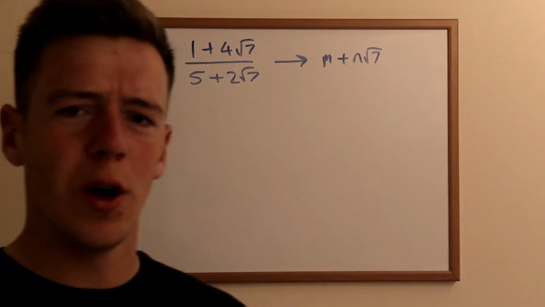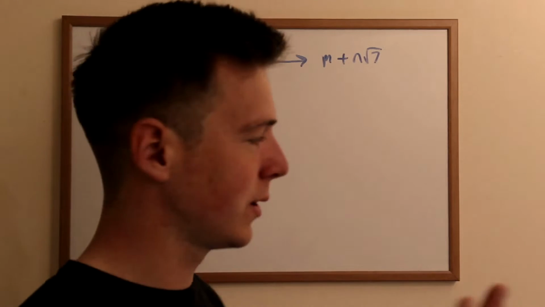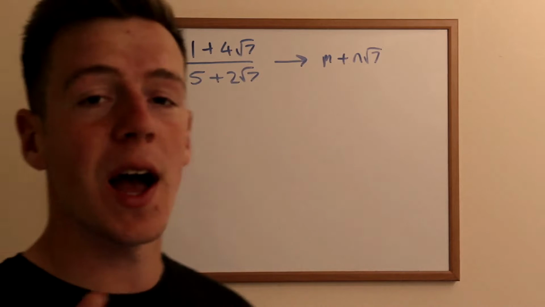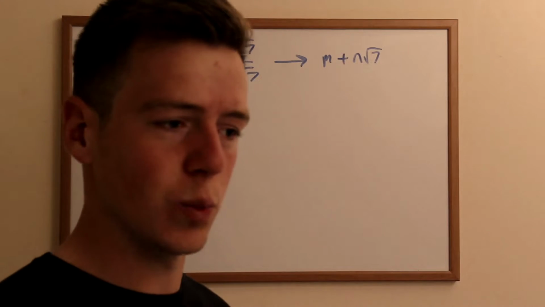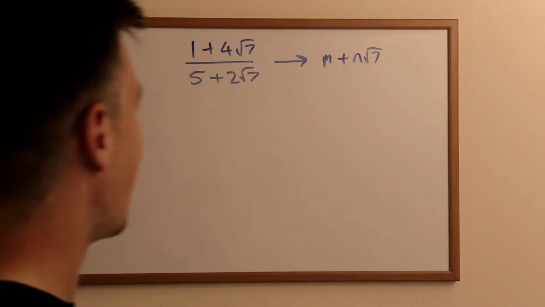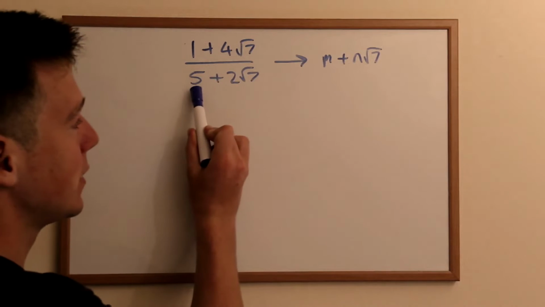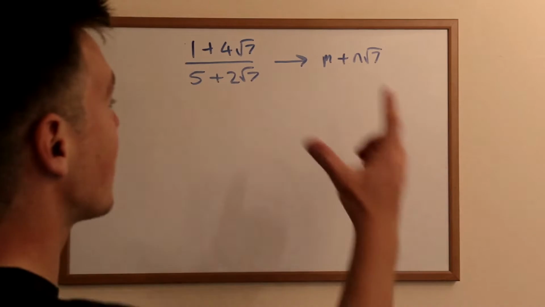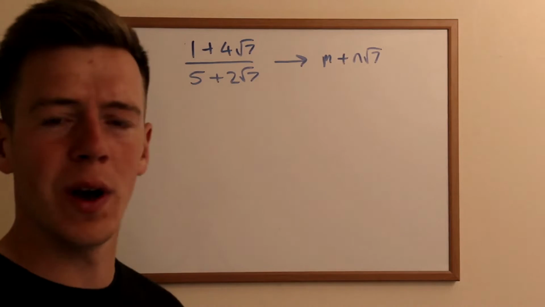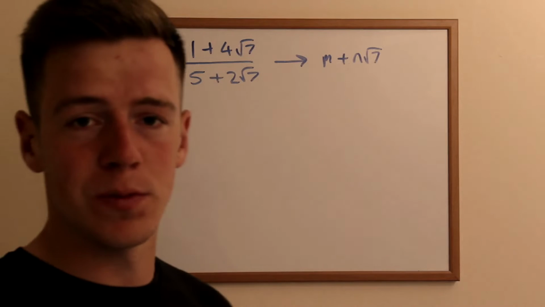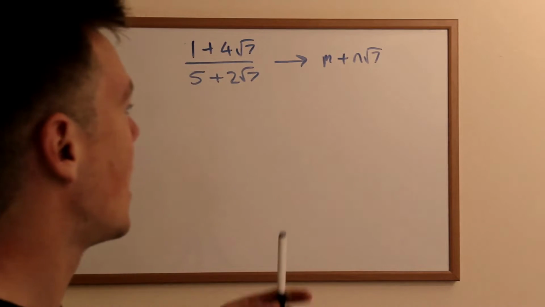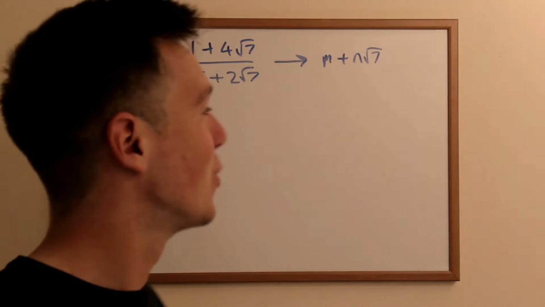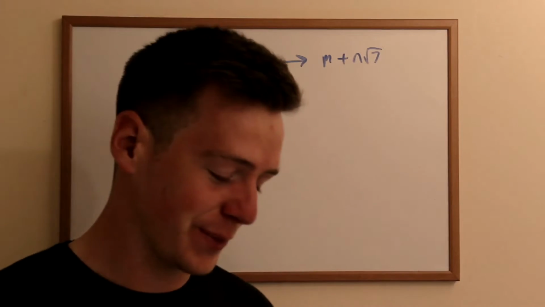So what does all of this mean? Well, we have the number 1 and we add it to 4 lots of root 7, which is some irrational decimal number, and then we divide it by 5, add 2 lots of root 7. And we need to have our answer in a format where the letter m just represents a number, and so we have a number and we add it to another number which is multiplied by root 7.